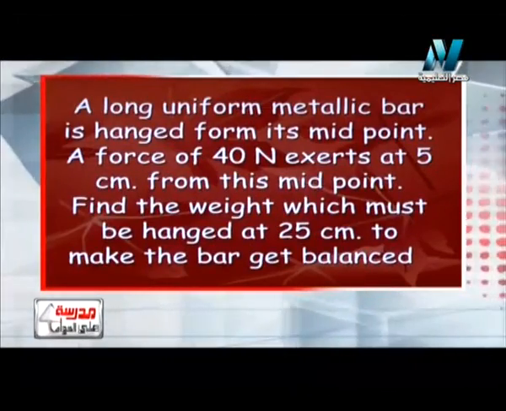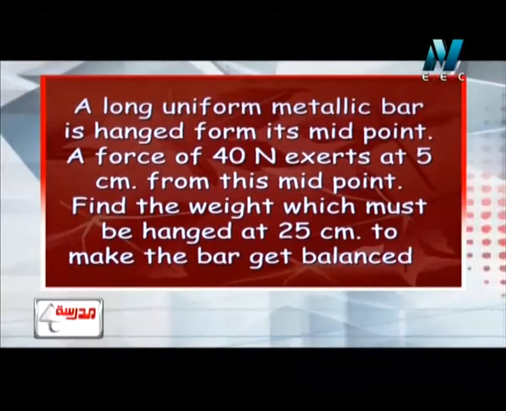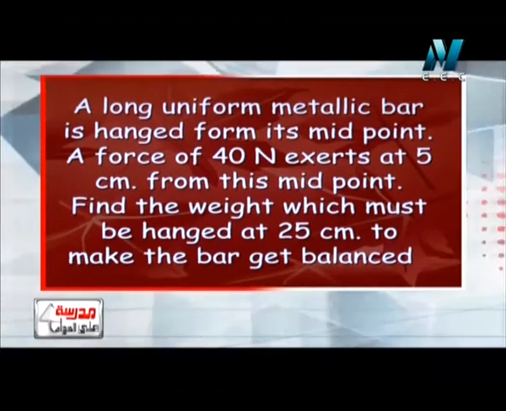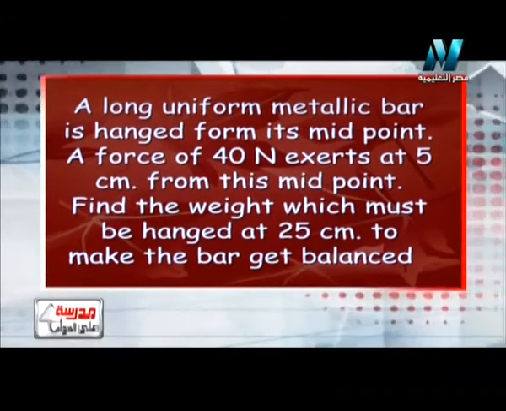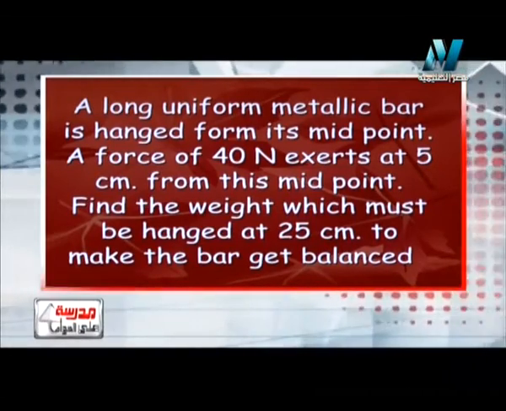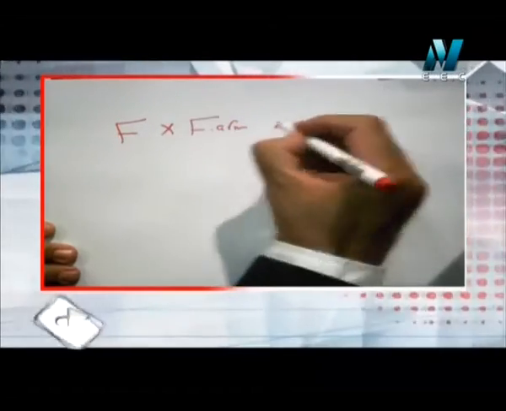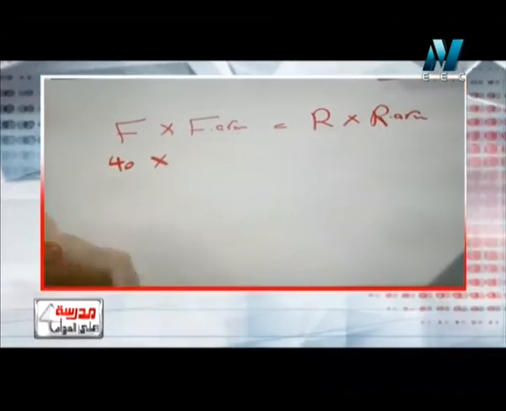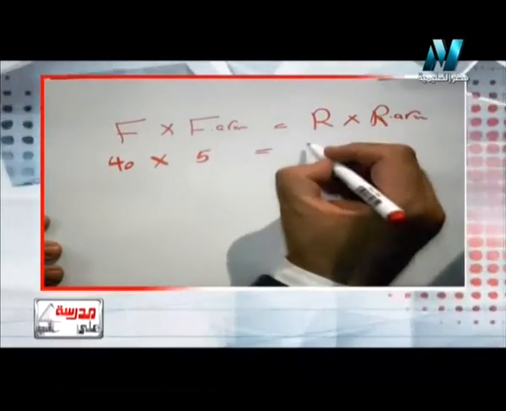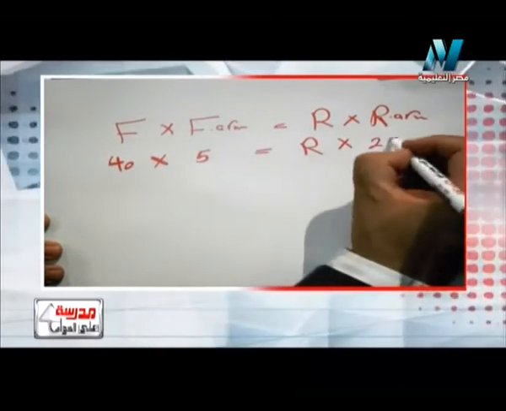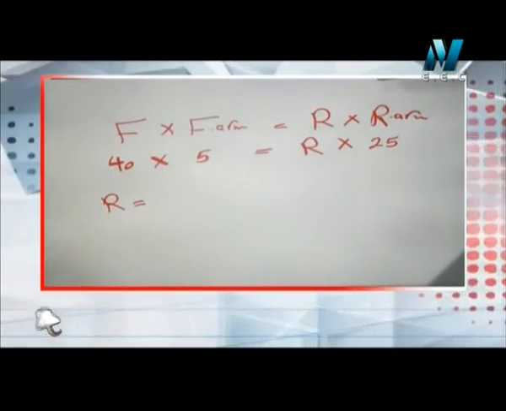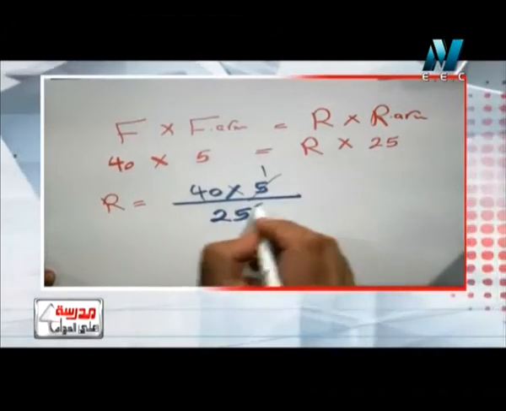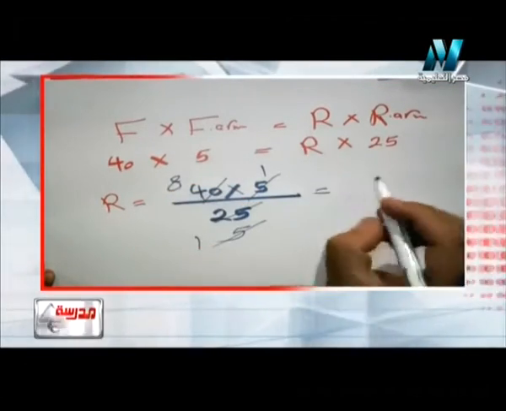Another question. A long uniform metallic bar is hanged from its midpoint. A force of 40 newton exerts at 5 centimeter from this midpoint. Find the weight which must be hanged at 25 centimeter to make the bar balanced. The first step, as usual, is to write effort force by effort force arm equal resistance by resistance arm. So here effort is 40 newton, effort force arm is 5 centimeter, and the resistance arm is 25 centimeter, so the resistance will be 40 by 5 divide 25. I can abbreviate: 200 divide 25 equal 8. So it will be 8 newton.